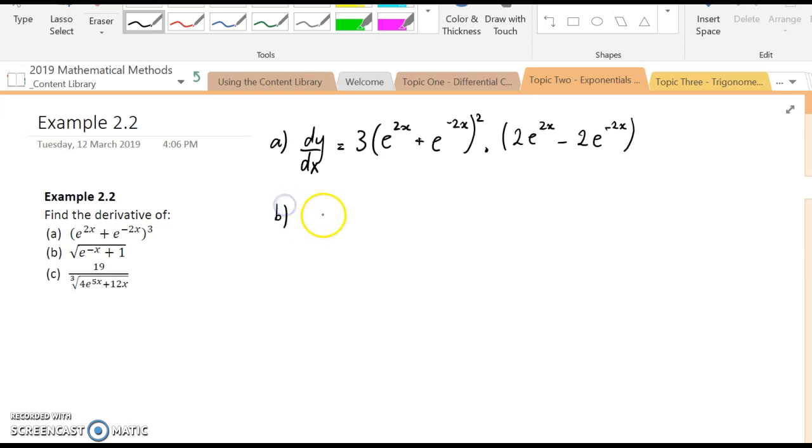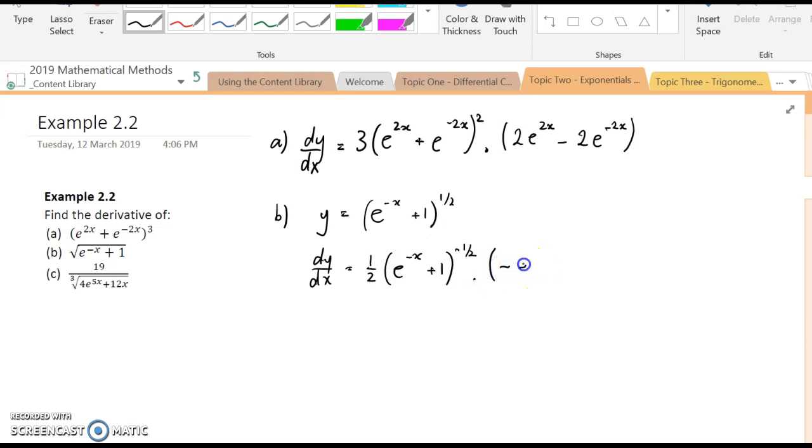For part B, we could write this equation as y equals e to the negative x plus 1 to the power of a half. So again, using the chain rule, we're going to bring the power to the front, keeping what is in the brackets the same, decrease the power by 1, and then multiply that by the derivative of the brackets, which we're going to bring the exponent's derivative to the front.